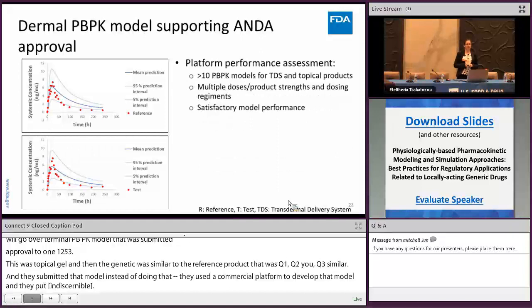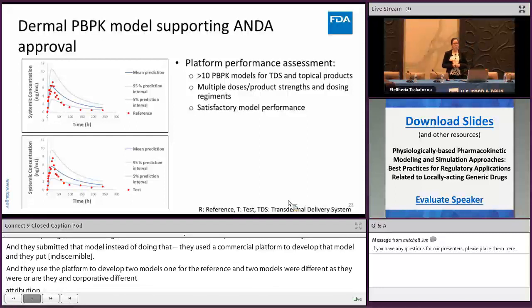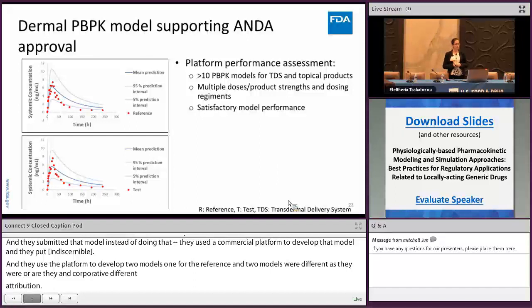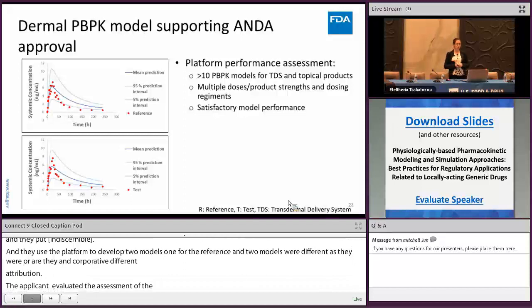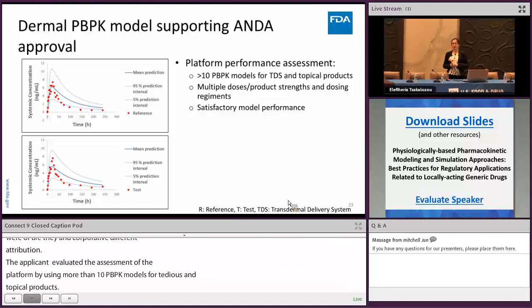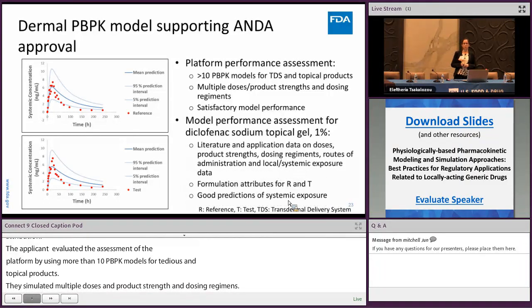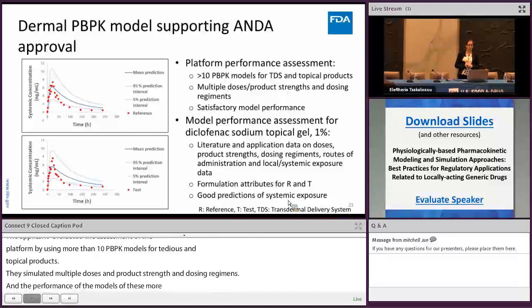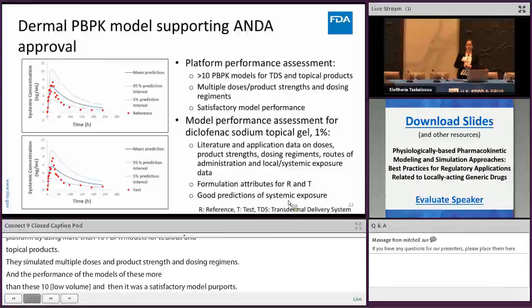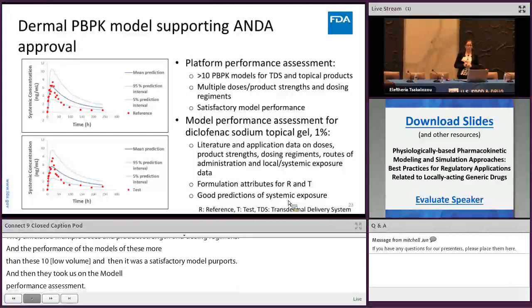The applicant evaluated the assessment of the platform by developing more than 10 PBPK models for transdermal delivery systems and topical dermatological products. They simulated multiple doses, product strengths, and dosing regimens. And the performance of these more than 10 models, as well as the platform, was evaluated as satisfactory. And then they focused on the development of their dermal PBPK model for diclofenac. They used literature and application data, and again, they simulated a number of product strengths, dosing regimens, routes of administration, local and systemic exposure data.